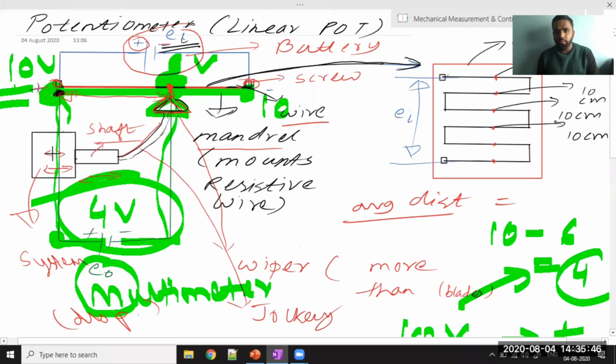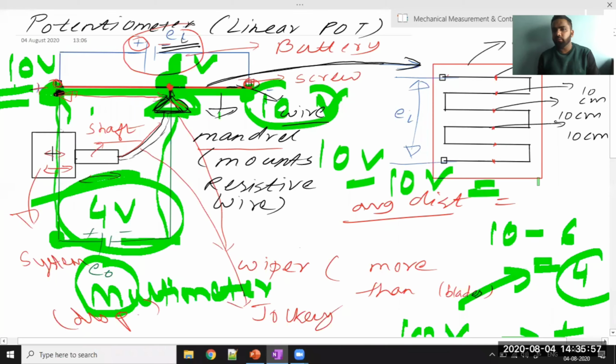This will again have this wiper position. Suppose it has covered the total distance, so it has already taken the value of 10 volt. So the difference will be 10 volt minus 10 volt, which will be equal to what? 0 volt.